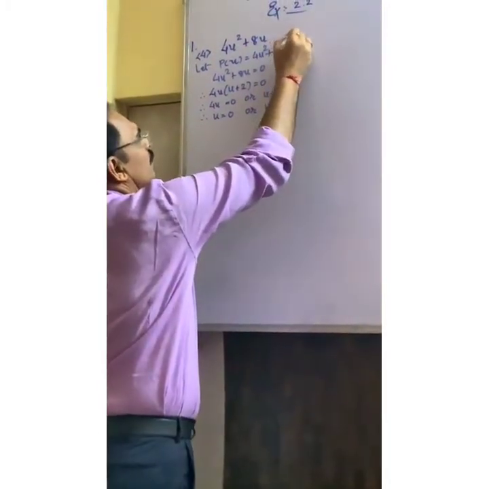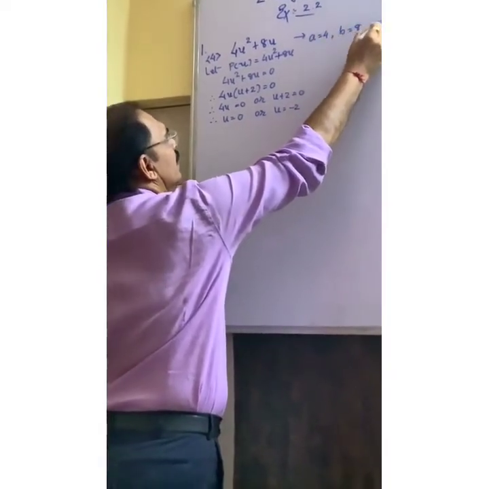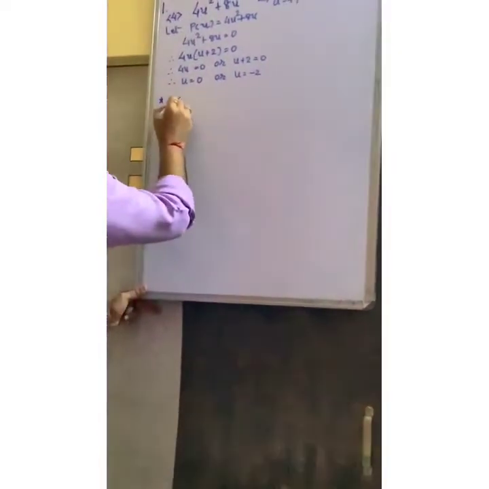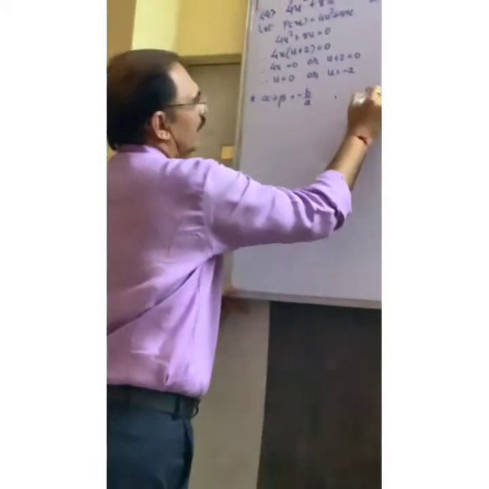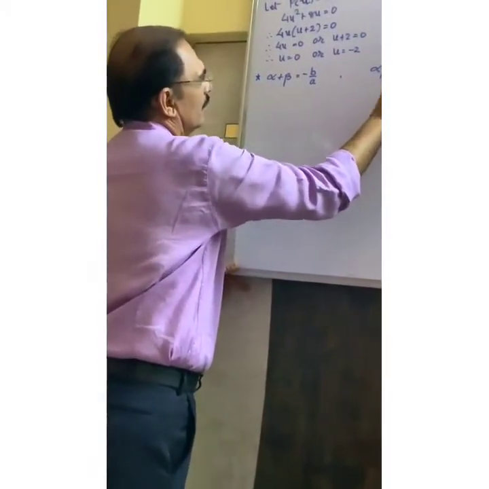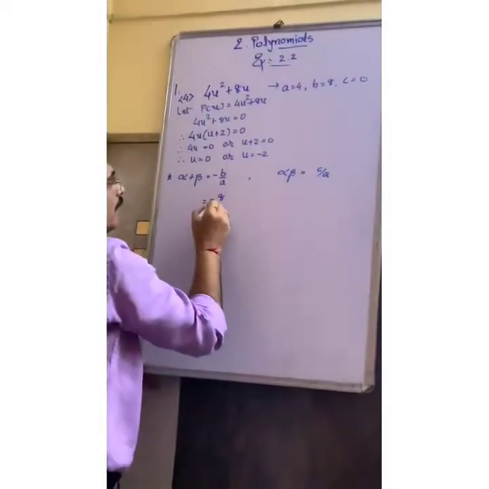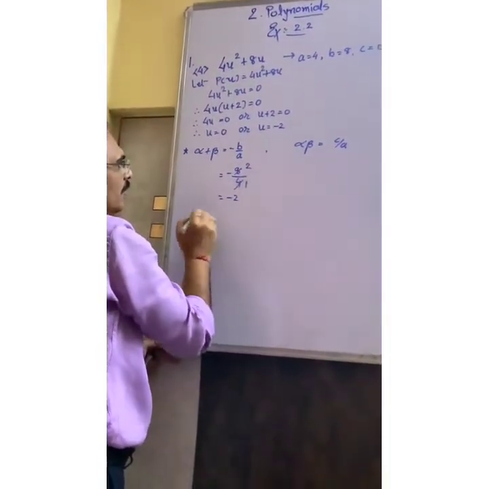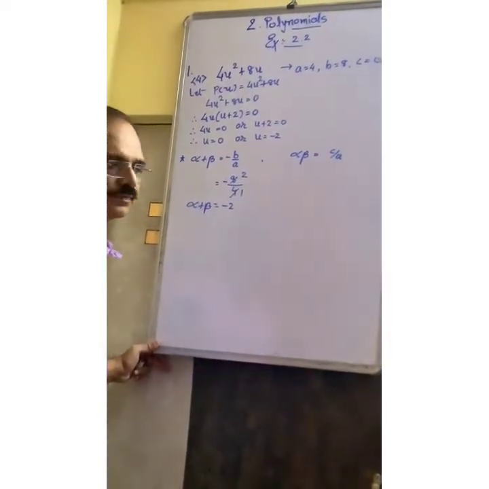Compare with standard form, you will get a equal to 4 and b equal to 8, where c is no constant term is there, we have to take 0. Now verification. Alpha plus beta according to formula is minus b upon a, alpha into beta is c upon a. Minus b is what? 8 and a is 4. 4 ones are 4, twos are minus 2 upon 1, that is minus 2. So alpha plus beta equal to minus 2.